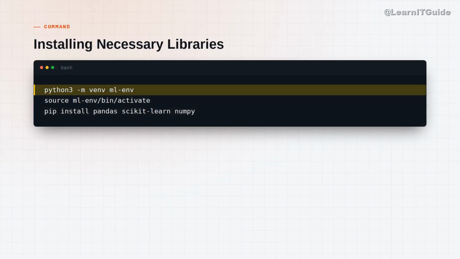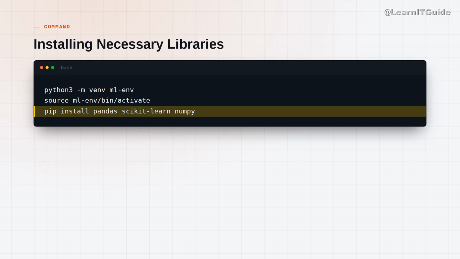To start, we create an isolated virtual environment to keep our dependencies clean. Line 1 creates the environment folder. On line 2, we activate it so our terminal uses these local tools. Finally, on line 3, we install pandas for data handling, scikit-learn for the machine learning logic, and NumPy for mathematical operations. This setup is the industry standard for starting any data project.